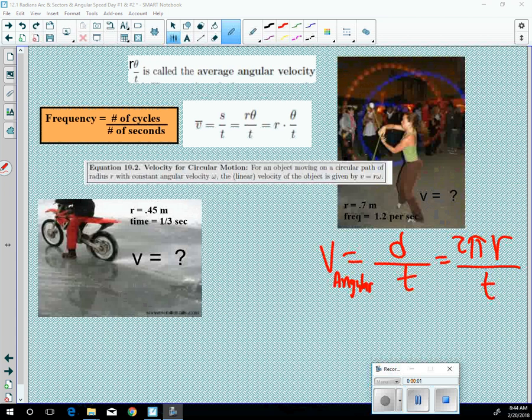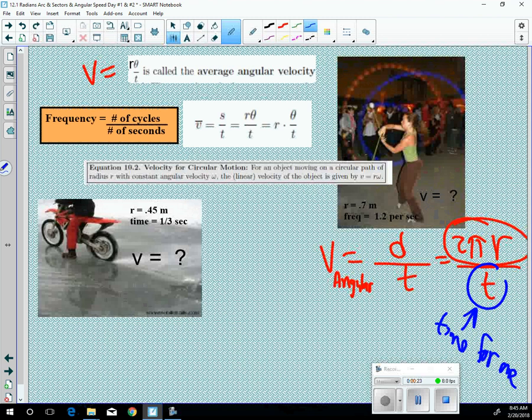For finding angular velocity, v, this seems like a really difficult formula, but all we're saying is if distance over time is your velocity, then in a circle, this is the distance it travels, and this is the time that it takes to make one loop. Time for one loop. Now, they sometimes call that a period, and then we'll talk about frequency in a little bit.